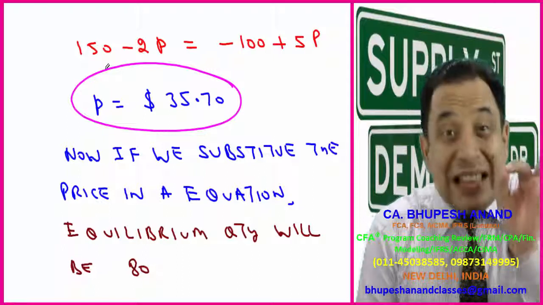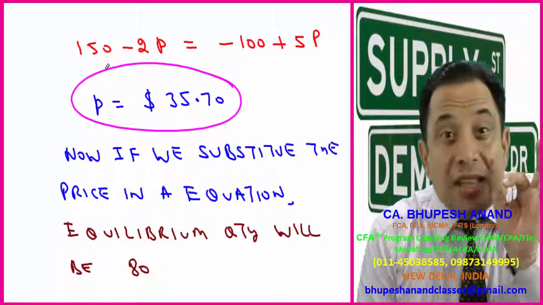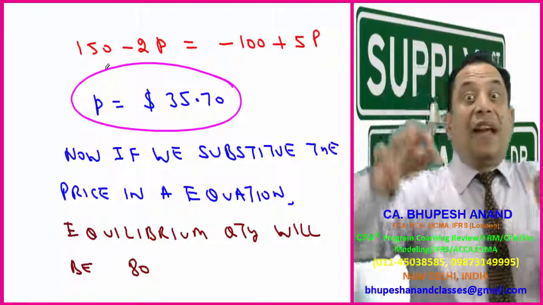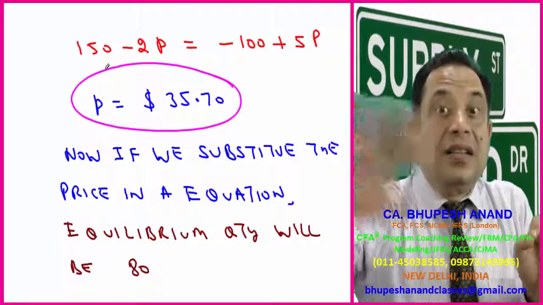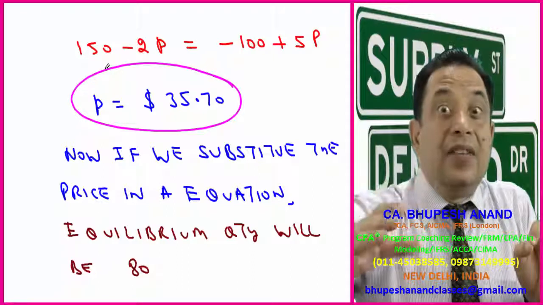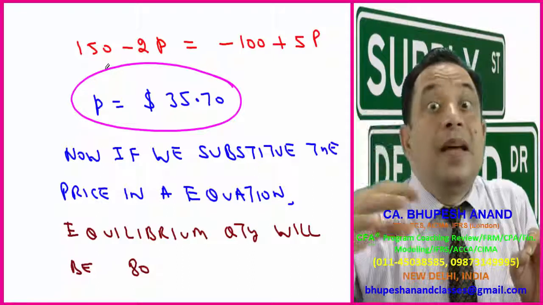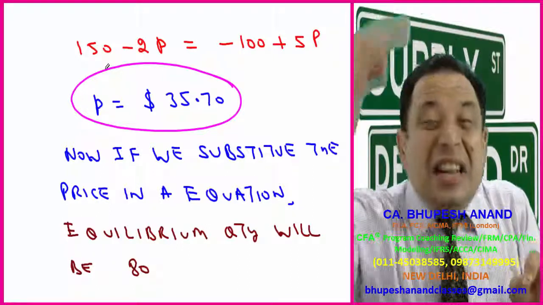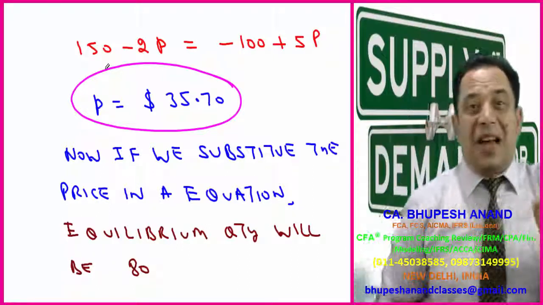$35.70. It means at $35.70, if the price of that quantity is $35.70, then there will be equilibrium. We will be achieving equilibrium. That is, quantity demanded will be just equal to quantity supplied.